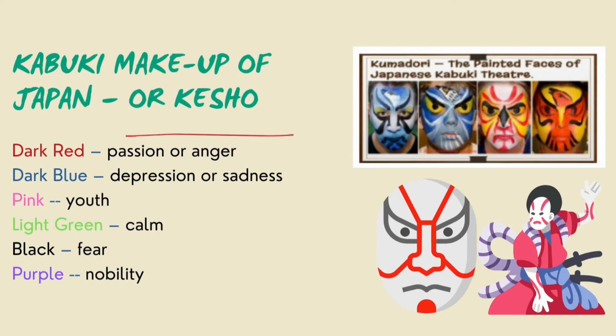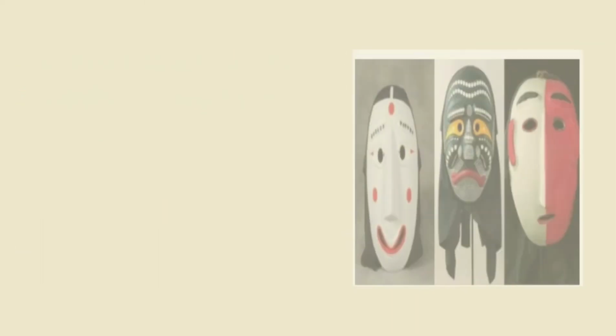Now, kabuki makeup of Japan has different colors. Dark red symbolizes passion or anger. Dark blue, depression or sadness. Pink, youth. Light green, calm. Black, fear. And purple, nobility.